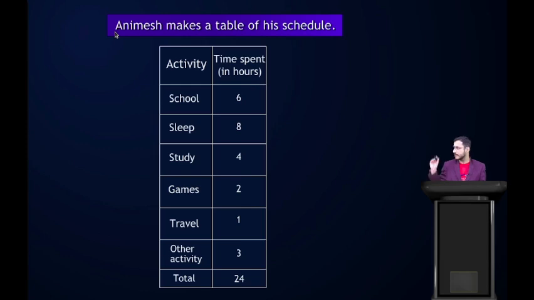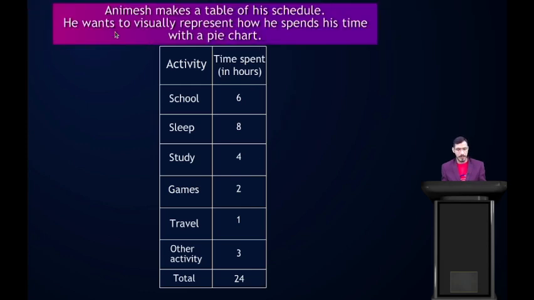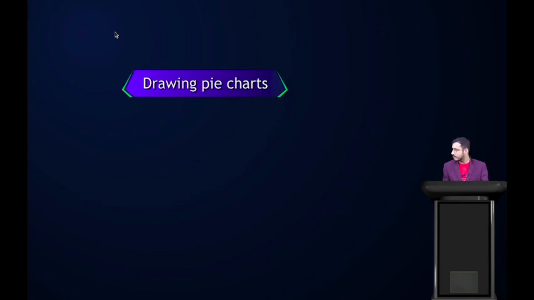So here are the activity and time spent. School 6 hours, sleep 8 hours, study 4 hours, games 2 hours, travel 1 hour, other activities 3 hours, and the total is 24 hours. Now Animesh has made a table of his schedule. He wants to visually represent how he spends his time with a pie chart. So let's do it, drawing the pie chart.